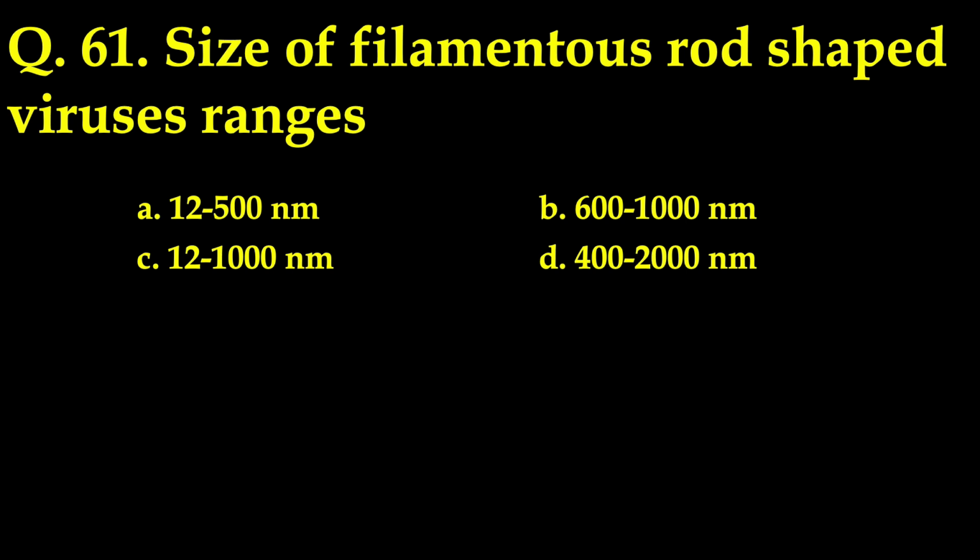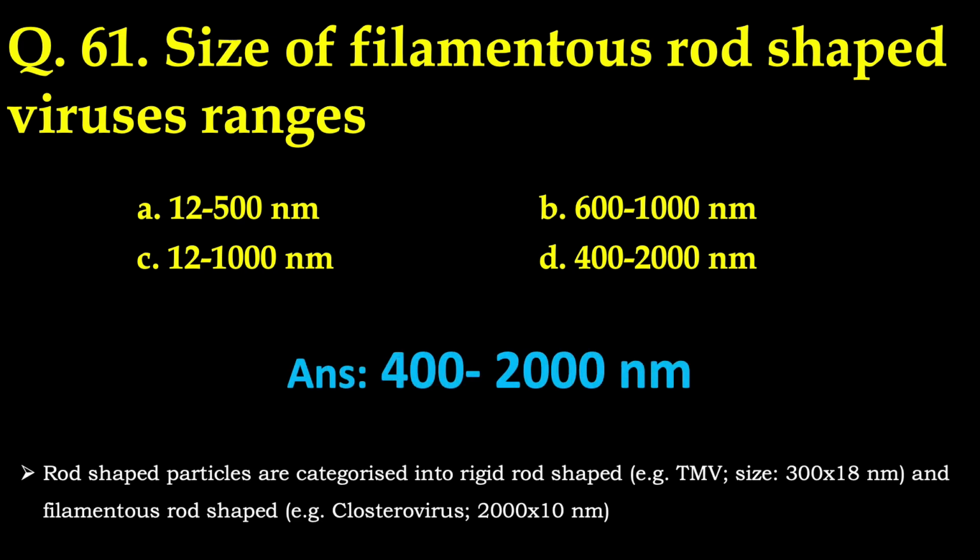Next question is on, size of filamentous rod-shaped virus ranges from, there were 4 options: 12 to 500 nanometer, 600 to 1000 nanometer, 12 to 1000 nanometer, and last option was 400 to 2000 nanometer. And the correct answer is 400 to 2000 nanometer. As we know, rod-shaped particles are categorized into the rigid rod-shaped. Most common example is your TMV, which is having size of 300 by 18 nanometer, and filamentous rod-shaped. Most common example is Closterovirus with having size of 2000 by 10 nanometer.